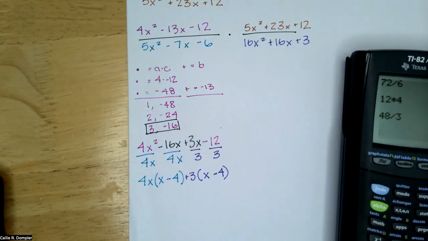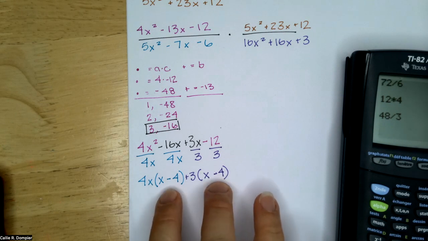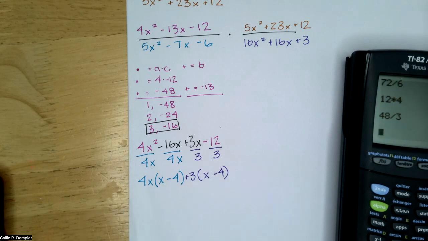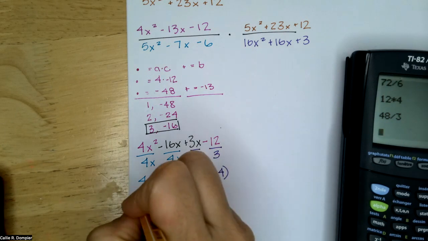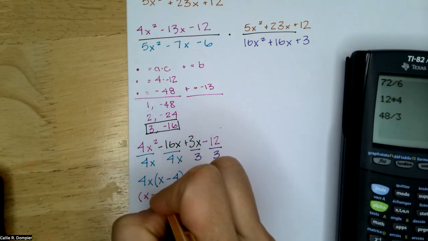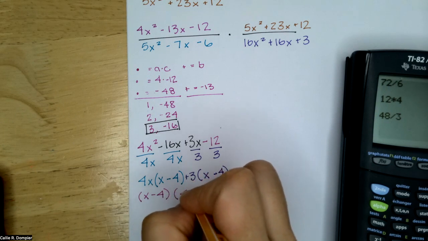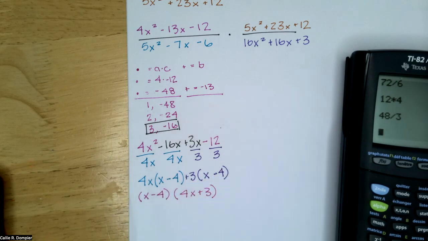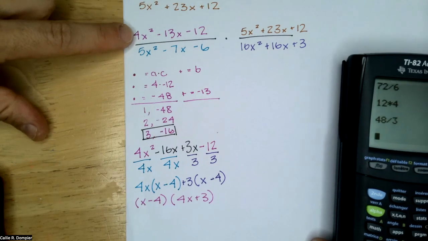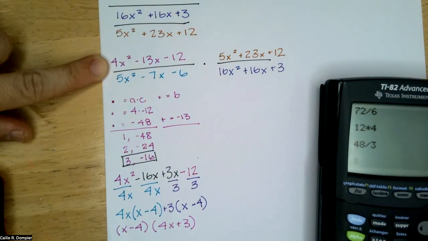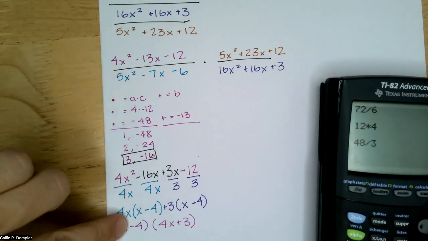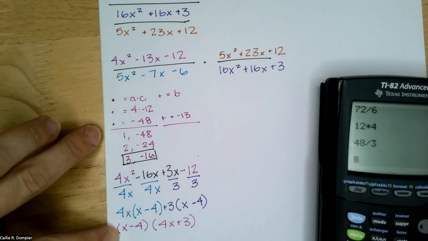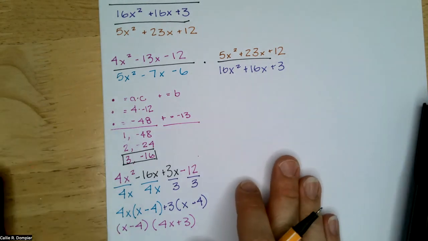Now, by factoring by grouping, we have a common binomial to both of these. So in the end, what I have is the x minus 4 factored out, and my remainder is 4x plus 3. So 4x squared minus 13x minus 12 becomes x minus 4 times 4x plus 3.